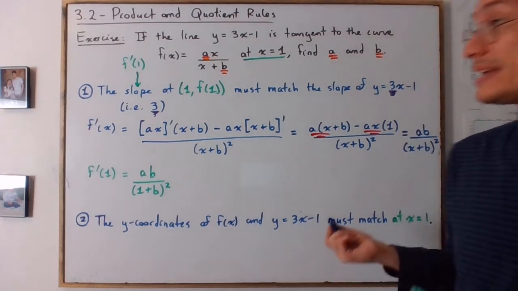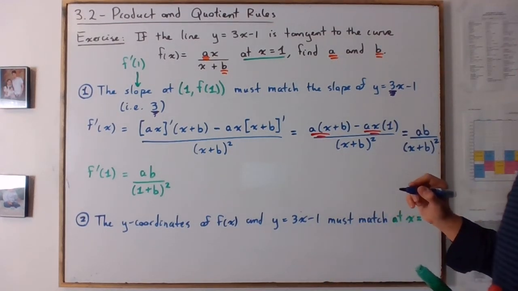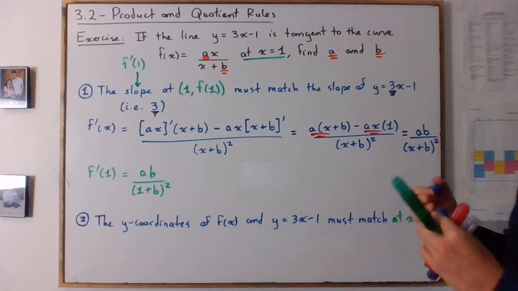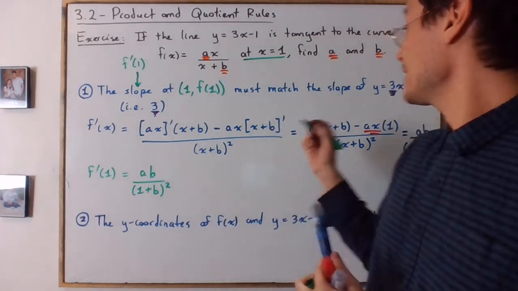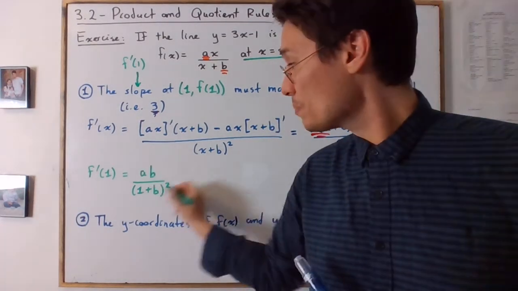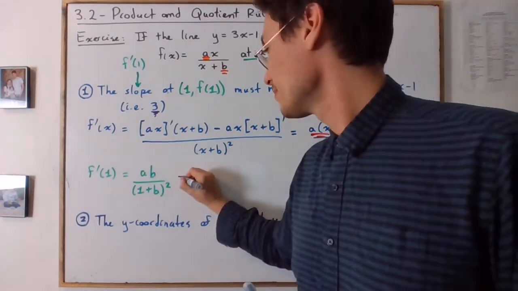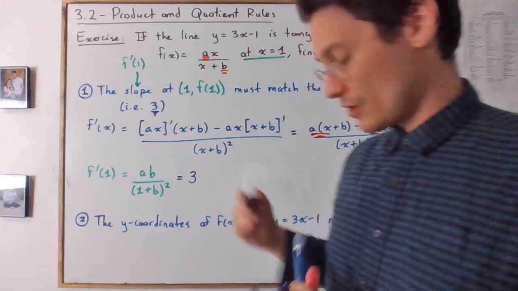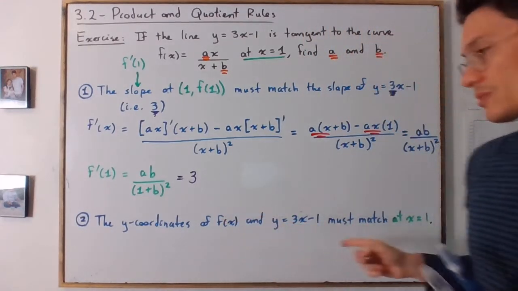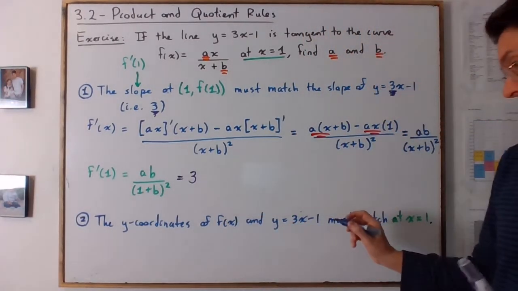So what does it mean? It means that, oh, and something I forgot to say here is, okay, well, this slope that we have over here must equal 3, right? So there you go. So now let's go back to number 2.